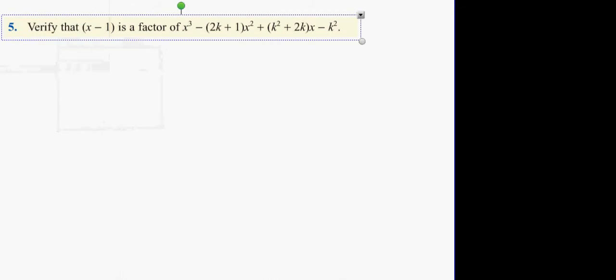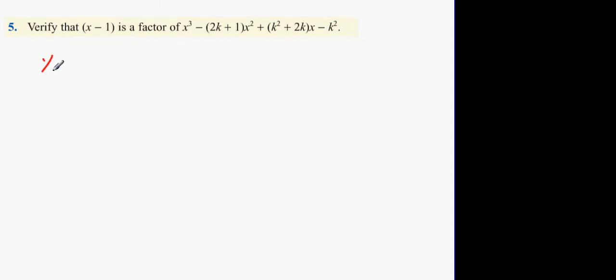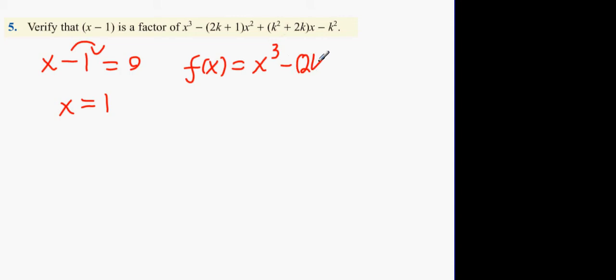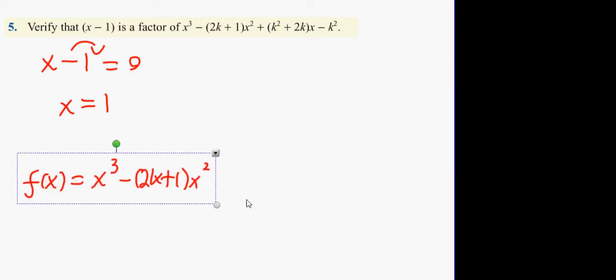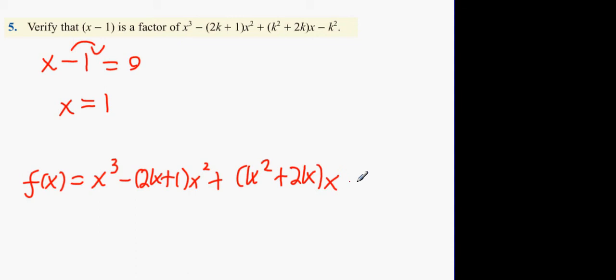Okay, question 5 on 2.8, right? Now, verify that x minus 1 is a factor of this. If x minus 1 is the factor, this means x equals 1 is the root. f of x is the function shown in the question. It's x cubed minus (2k plus 1) x squared. I'm going to need enough space for it, so just make sure you have enough space. Plus (k squared plus 2k) times x minus k squared.